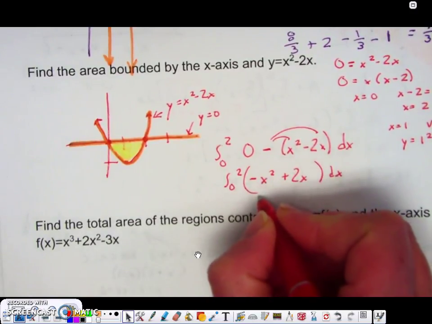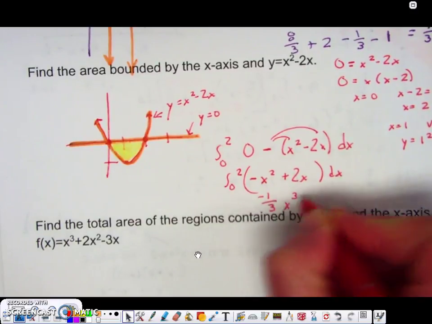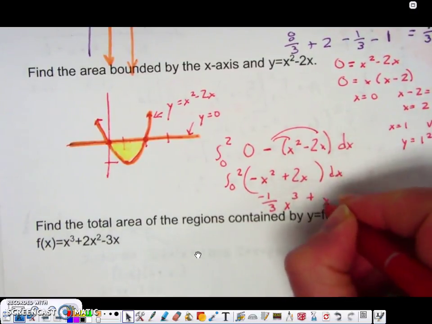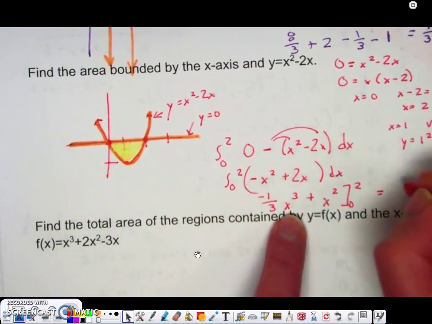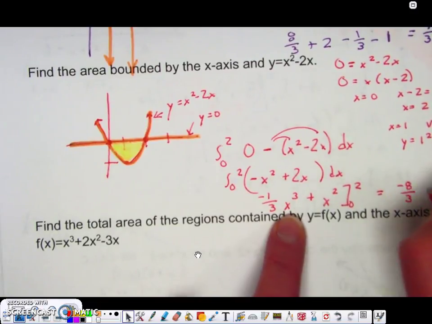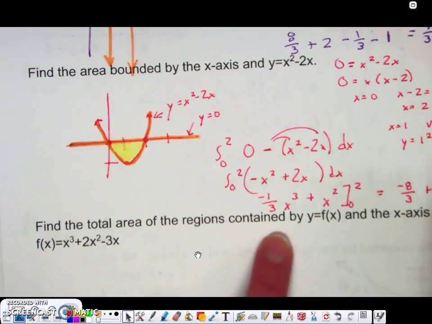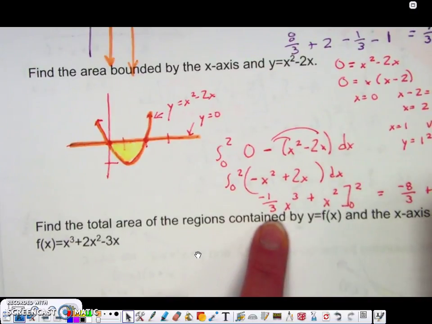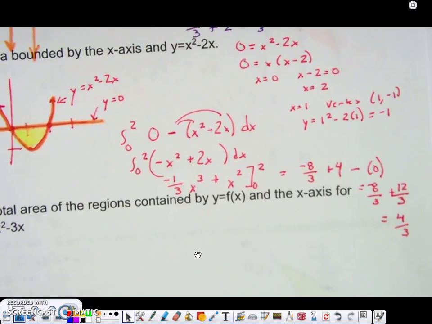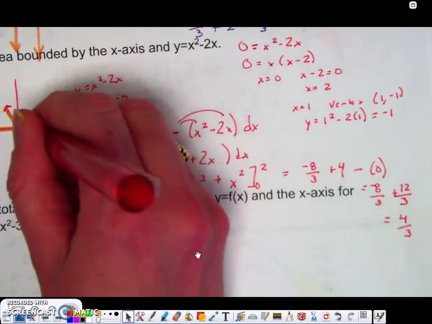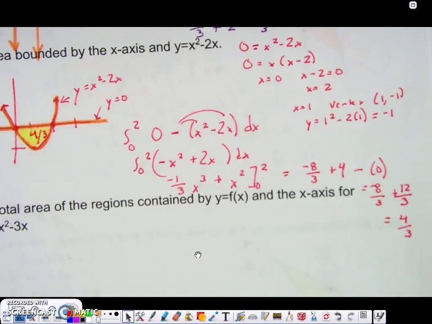Okay, if we integrate negative x squared plus 2x, we'd get negative 1/3 x cubed plus x squared from 0 to 2. Substitute 2 in, your upper bound, all the way through. You would have negative 8/3 plus 4, minus what you get when you substitute the lower bound 0 all the way through, which is just 0. So this would just be negative 8/3 plus 12/3, which is 4/3. Sorry for running off the screen there. Okay, so we have found that this area in here is 4/3.